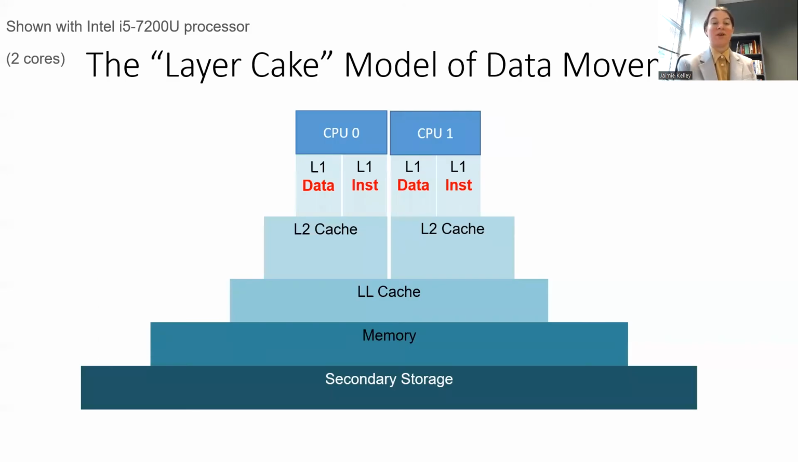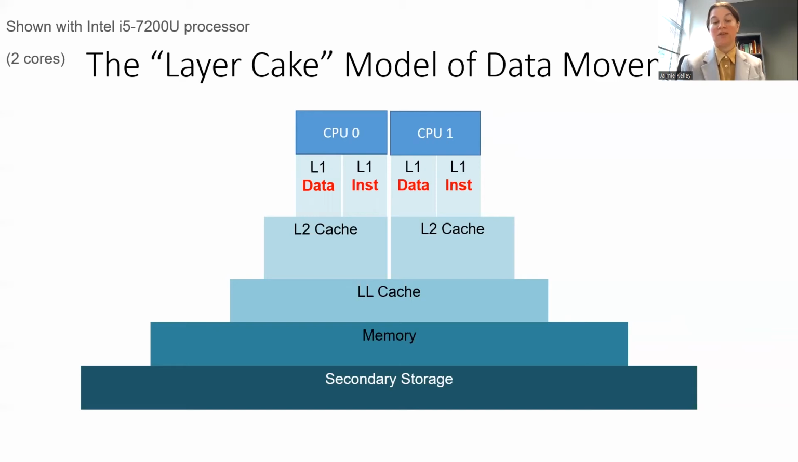So lastly, we come to an image of the layer cake model for data movement in a modern processor. This is shown with the Intel i5-7200U processor, which has 2 cores. Those 2 cores are CPU 0 and CPU 1.